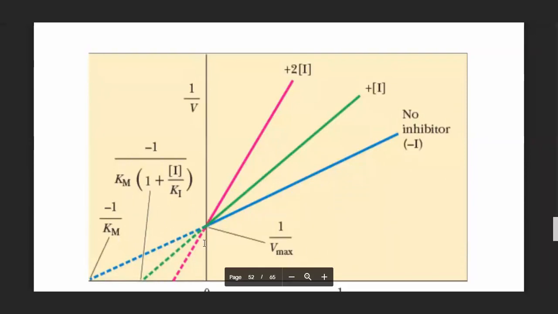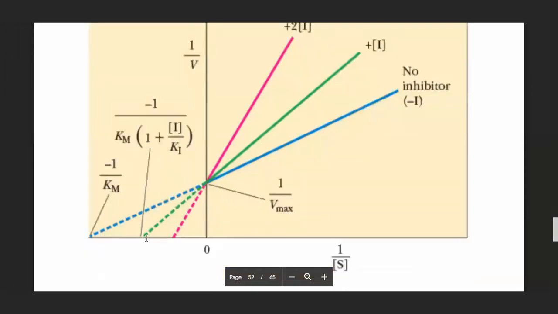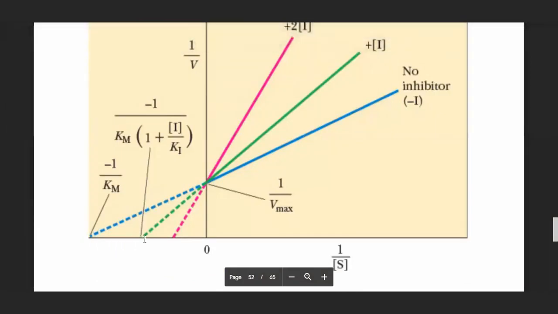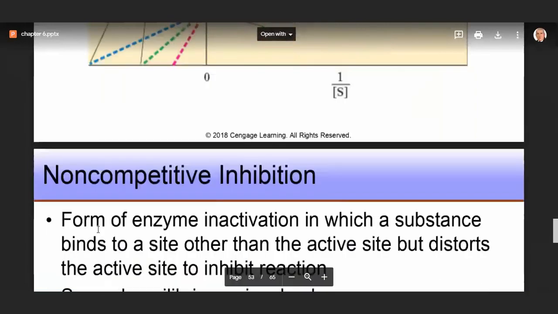What we conclude when both of them meet at the y-intercept at this point is that Vmax does not change. However, what changes is this intercept, which means that the Km value changes and it is increased. So Vmax no change, Km increases in competitive inhibition.